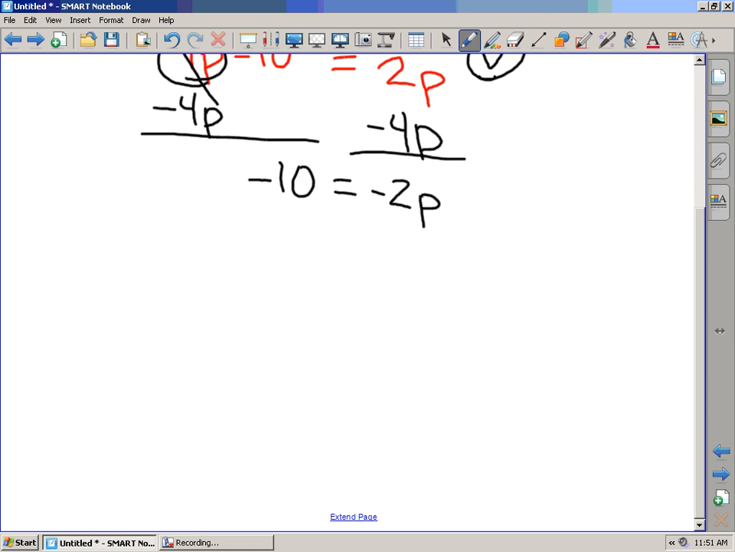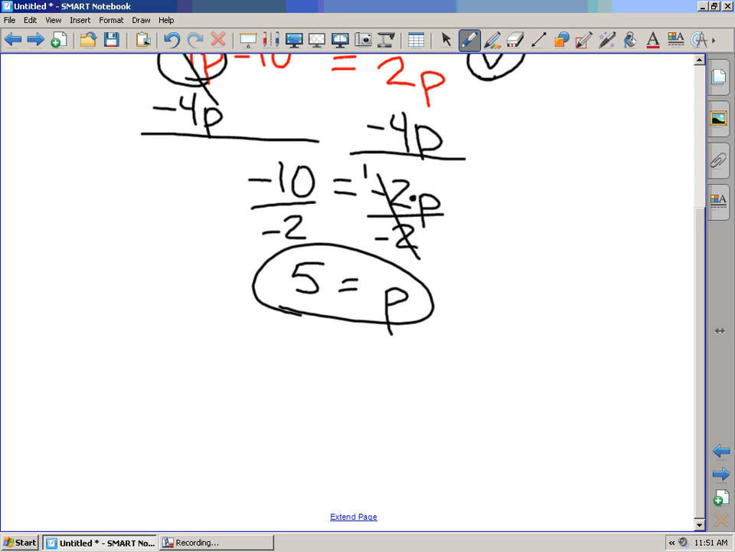Now we need to get p alone, and the negative 2 is keeping the p from being alone. The operation is multiplication. The inverse of that is division, so we divide each side by a negative 2. Over here, that cancels, we get 1p, and on the left side, we get 5. So p equals 5.